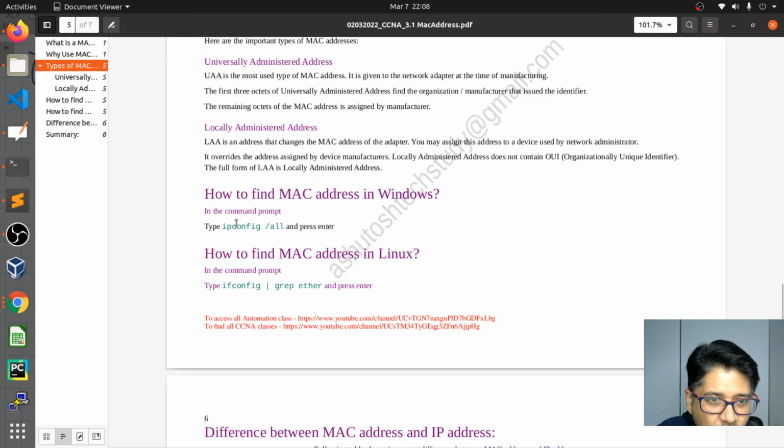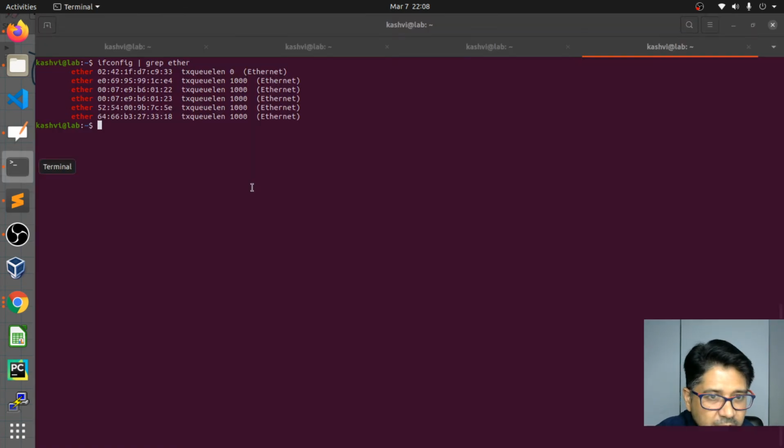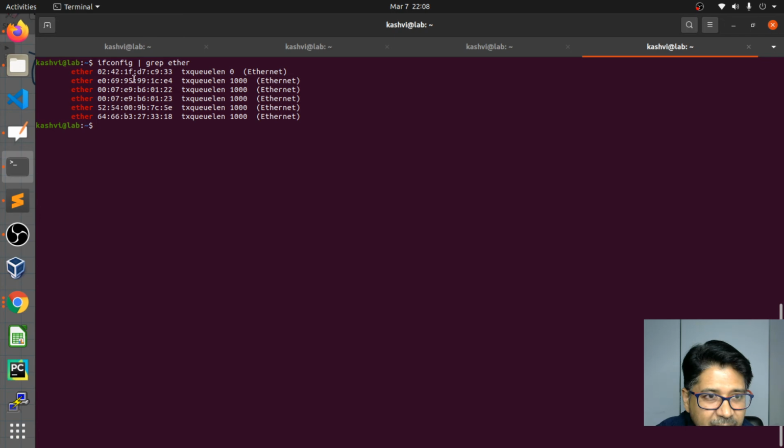Now how to identify a MAC address in Windows? In Windows you have to give ipconfig /all, we saw this. And in Unix, ifconfig grep ether, we just took ether. All the ether lines mean the MAC address is going to be captured.